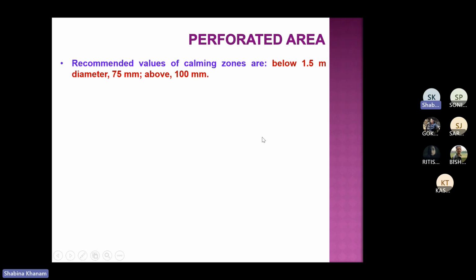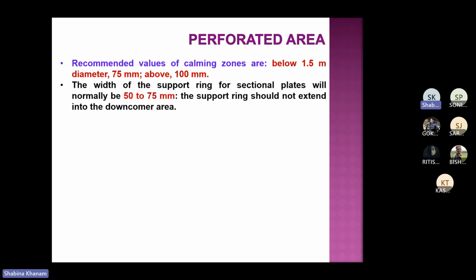The recommended values of calming zone thickness: below 0.5 meter column diameter, 75 mm, and above 1.5 meter, you can have 100 mm as the calming zone thickness. The width of the support ring for sectional plates will normally be 50 to 75 mm. The support ring should not extend into the downcomer area. All these points we have already discussed.